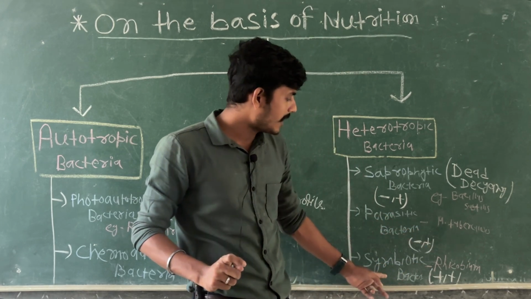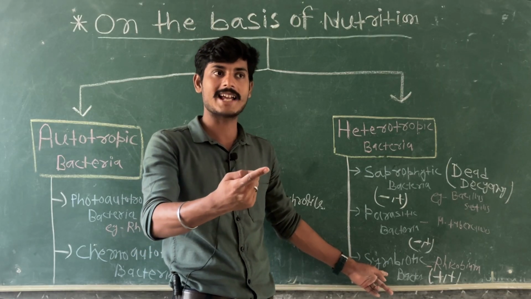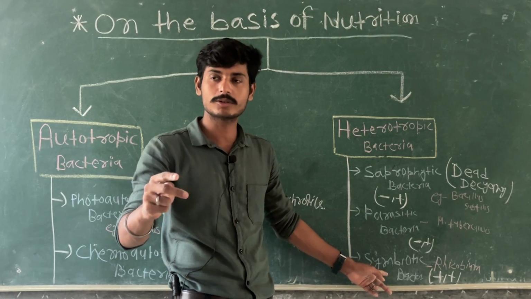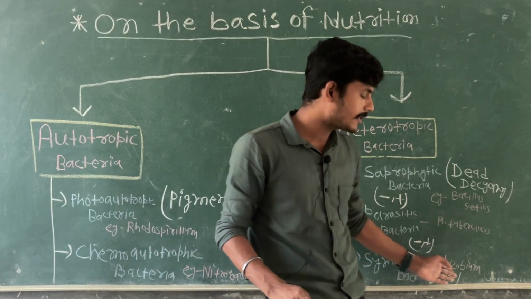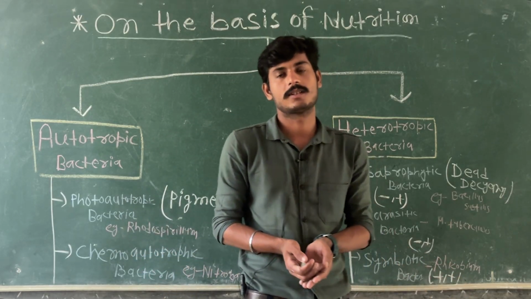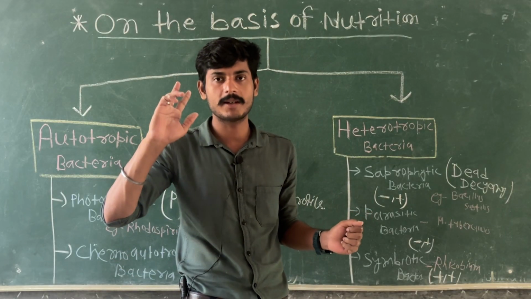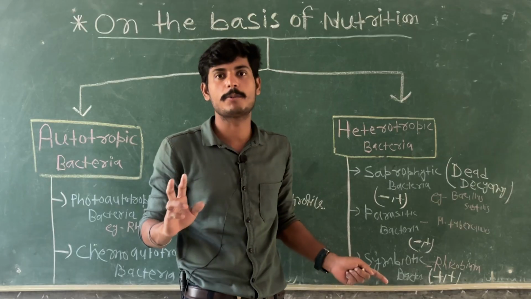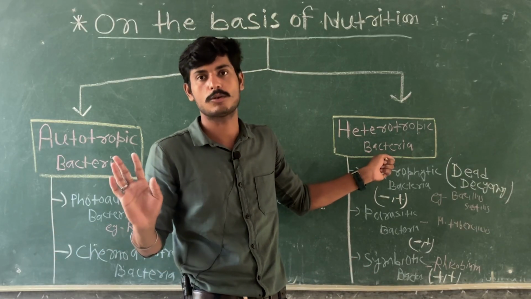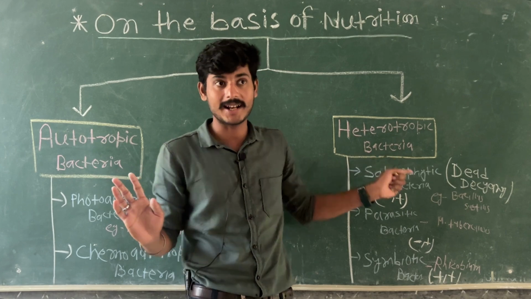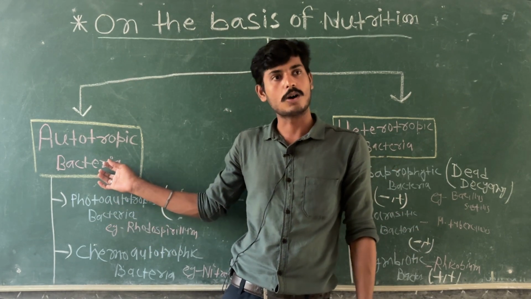Fine. Then we have the symbiotic bacteria. Symbiotic bacteria means both the host as well as the causative agent, both are getting the benefit. And example is the Rhizobium. No problem. The thing which you have to remember is all the medically important bacteria, they are the heterotrophs. Whereas all the ecologically important bacteria, they are the autotrophs.